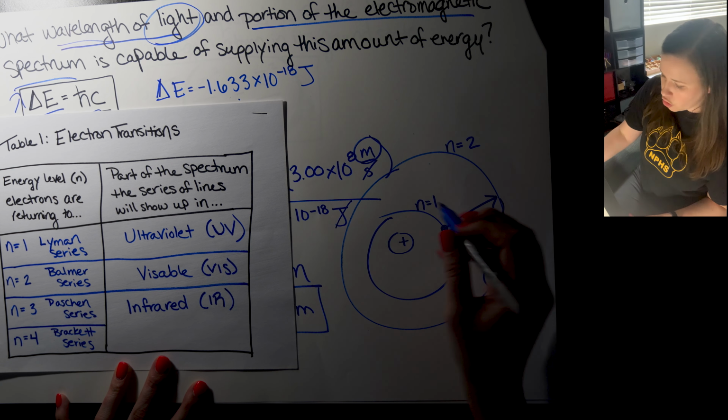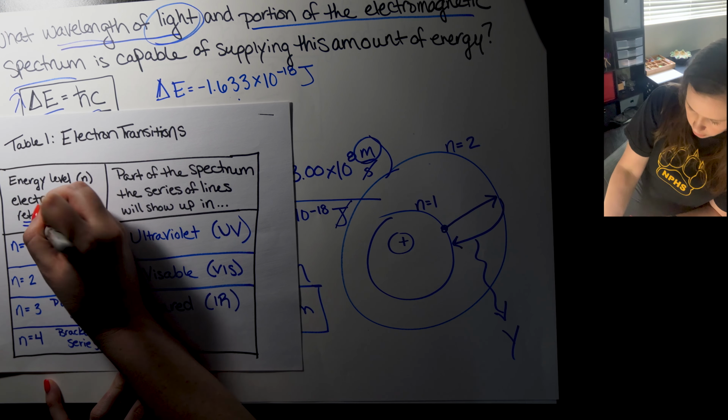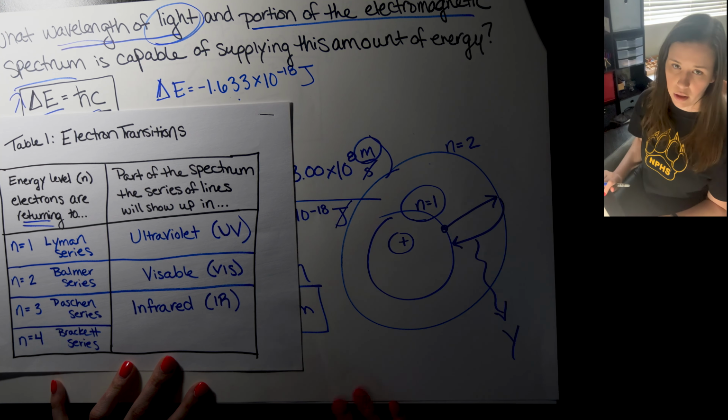So where is it returning? Returning to n equals 1. If it's returning to n equals 1, then it's going to be UV light. So that's the end of that question.